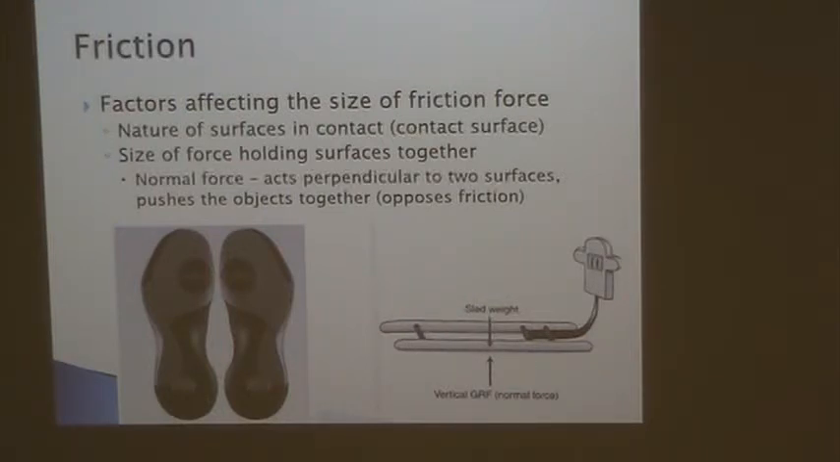Okay, so you can look at the surfaces contacting each other. In the case of the sled weight here, the sled will move better on grass than it does on gravel, for example, maybe, I think. So that can affect that.